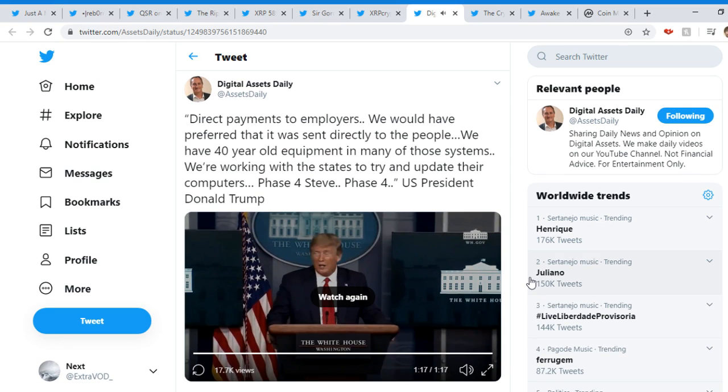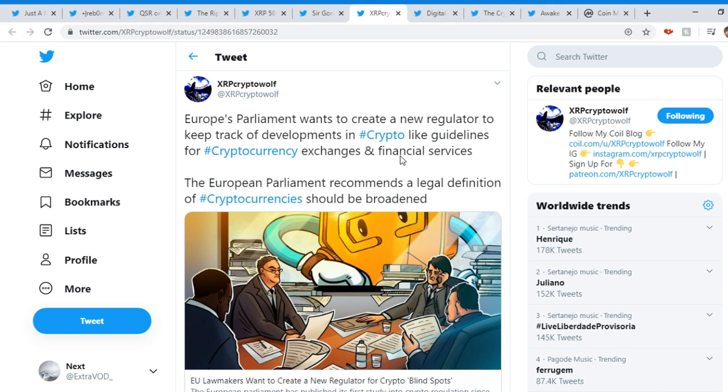Phase 4. So guys, that was very interesting. Again, the 40-year-old computers, guys, and direct payments directly to the people. But phase 4, I wonder what he means by that. It comes from XRP Crypto Wolf.